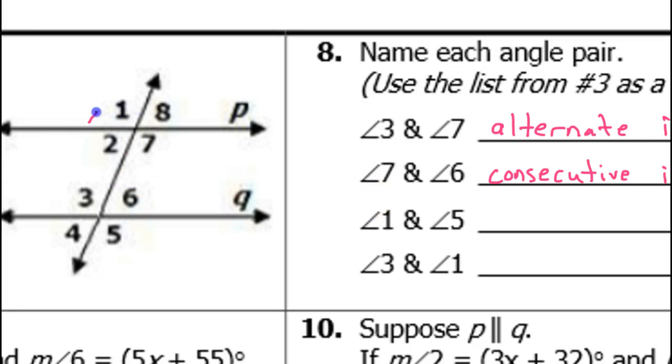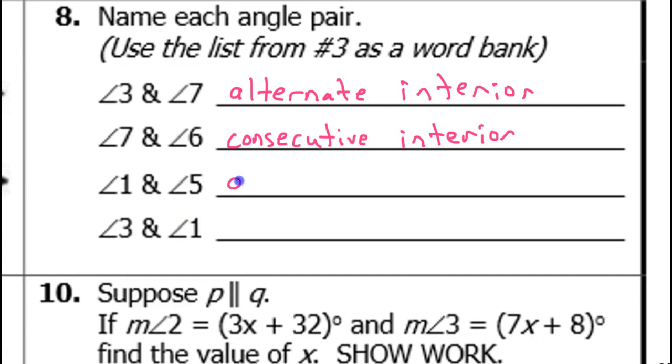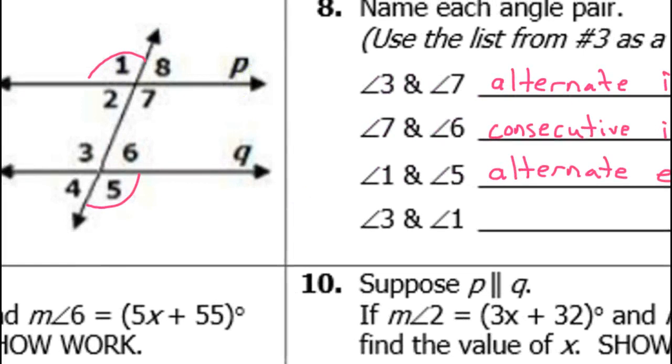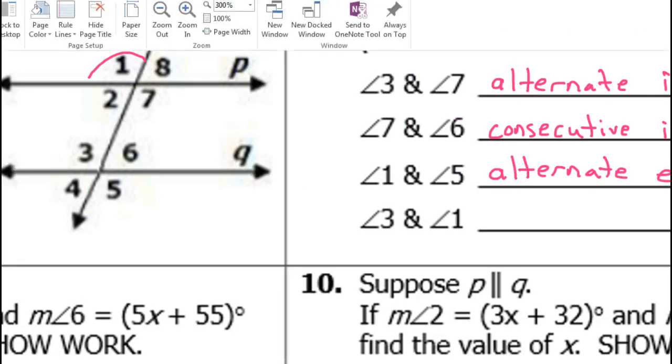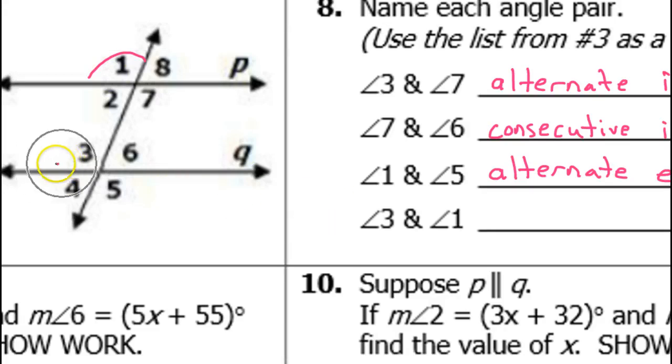All right, angle 1 and angle 5. These are alternate exterior angles. All right, angle 3 and angle 1. These are called corresponding angles.